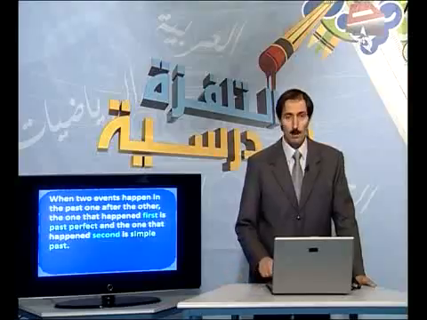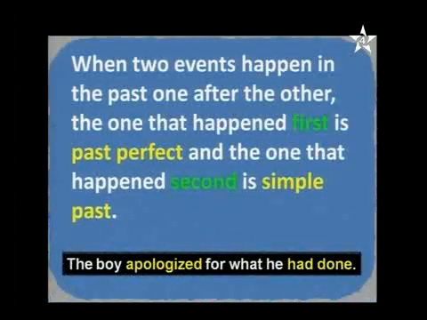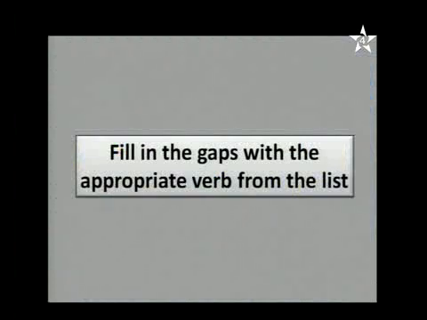For example, the boy apologized for what he had done. So the boy did something wrong first, and then he apologized second. So the boy apologized second for what he had done first. Okay, so let's move and do a few practice exercises.